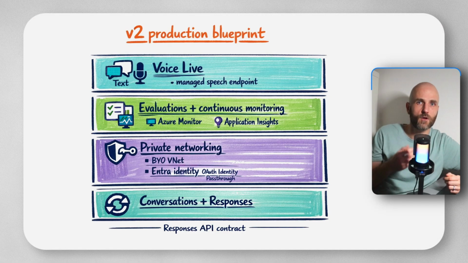So if I zoom out, Foundry Agent Service v2 is really about moving from a heavy server-managed assistant API world to a cleaner responses API contract, and then layering what enterprises need on top. So I get private networking across the full chain, real intra-agent identity with MCP authentication modes that match reality, and evaluations that keep running in production with Azure Monitor and Application Insights. And voice stops being three services taped together, it becomes one managed speech endpoint on the same agent runtime.